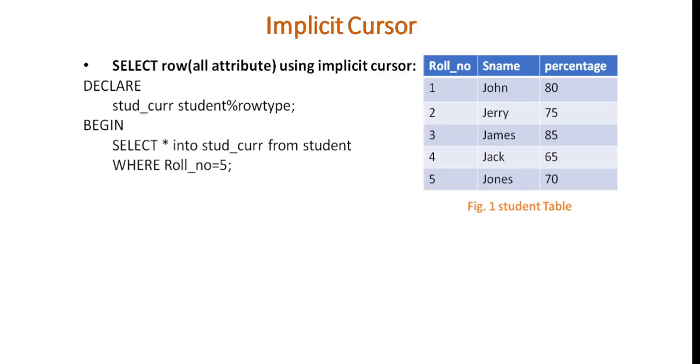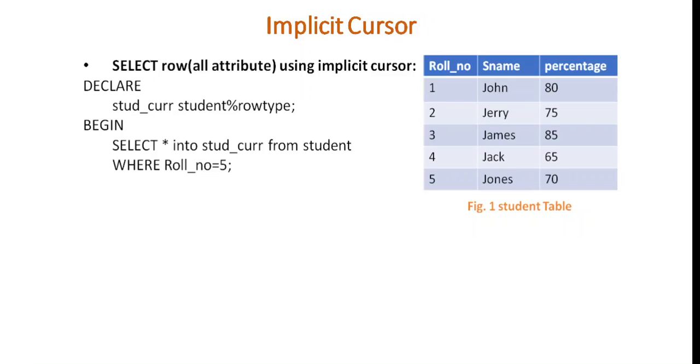I have simply written a select query: select * into studcur from student where roll number equals 5. Now I want to display data for roll number 5. Here we don't have individual variables, we have a record, so we can simply write select *, to select all attributes. Select * into what? Into a local variable, and now my local variable is a record variable. So: select * into studcur from student where roll number equals 5.